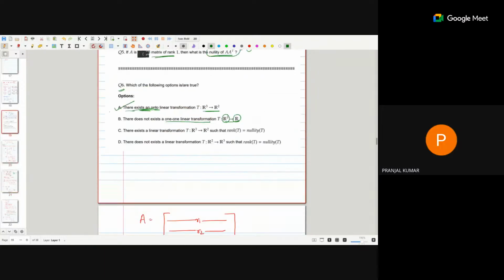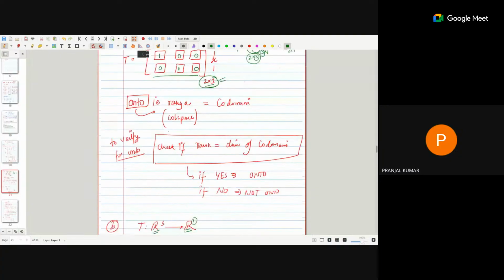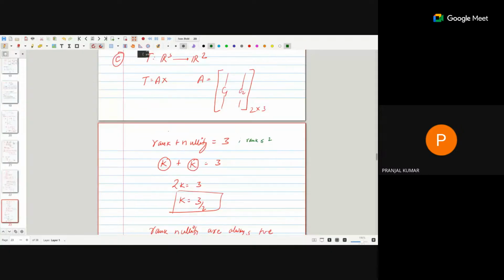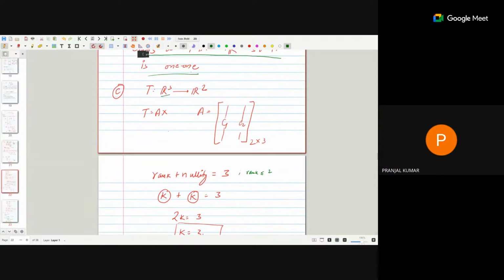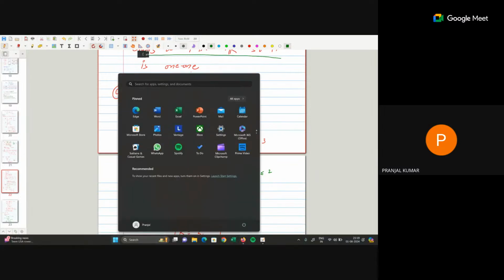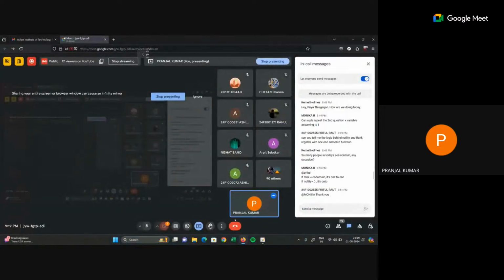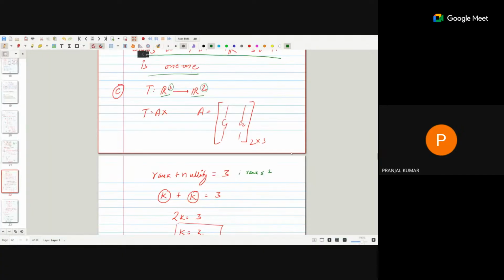Okay, fine. So this is wrong. Now there exists a linear transformation from R3 to R2 such that rank is equal to nullity. Again, let's see it. Your transformation is from R3 to R2. So what will be the order of the matrix corresponding to this linear transformation? 2 cross 3, yes or no? Yes, it would be 2 cross 3.